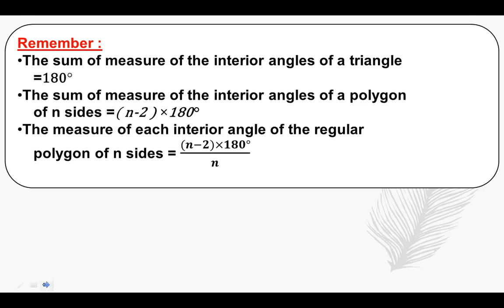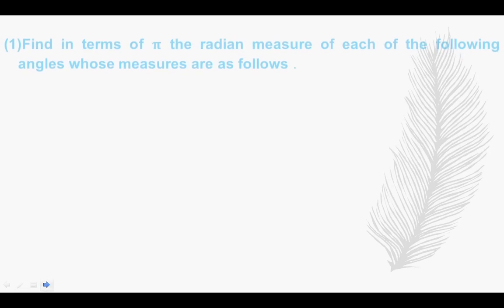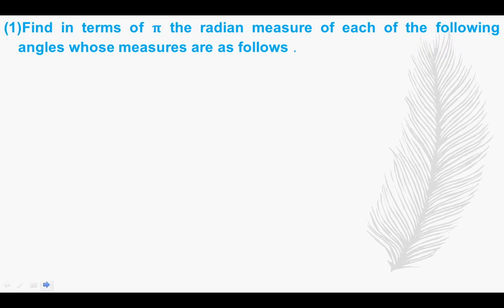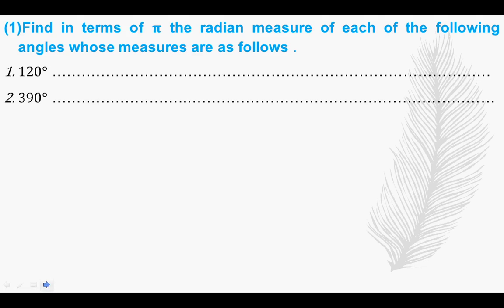Okay, let's go to some examples. Example number 1: find, in terms of pi, the radian measure of each of the following angles, whose measures are as follows: 120 degrees, 390 degrees, and negative 315 degrees.